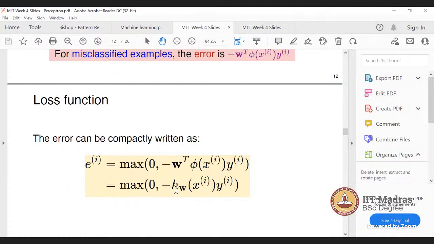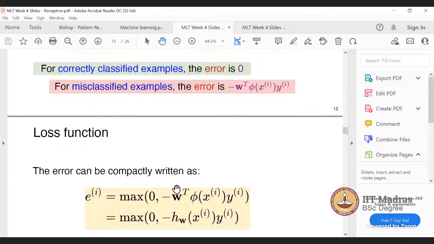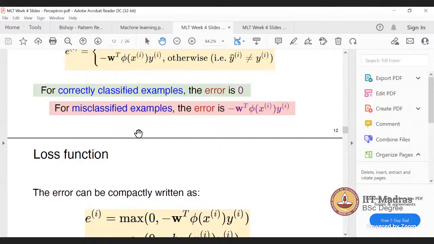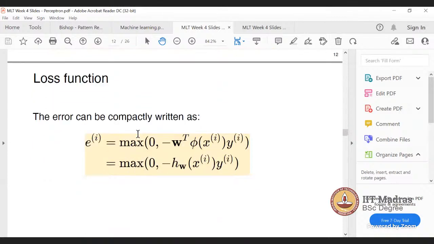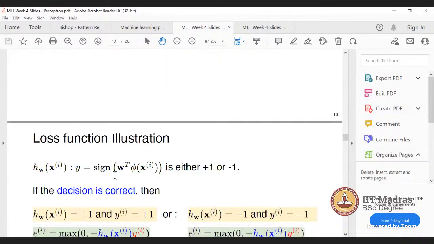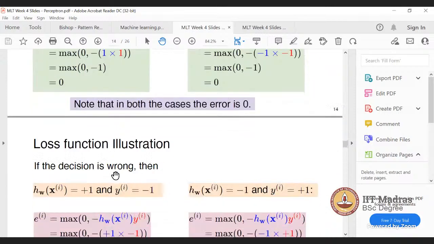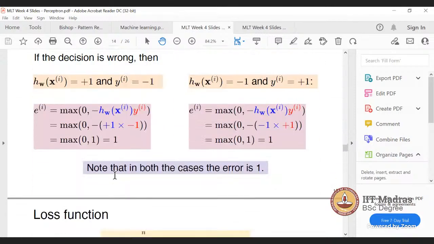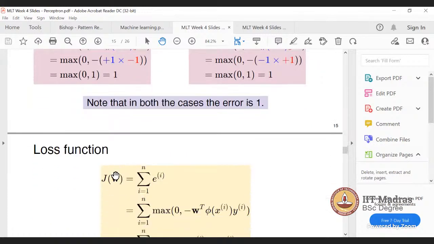Sir, your h(w·x_i) is basically the sign function, right? Yes, that's the signum function. So if you see, the loss function is nothing but the number of misclassified points, right? Because every time it is misclassified, it adds 1, and if it is classified correctly, then it adds up nothing. So the loss function is nothing but the number of misclassified points.